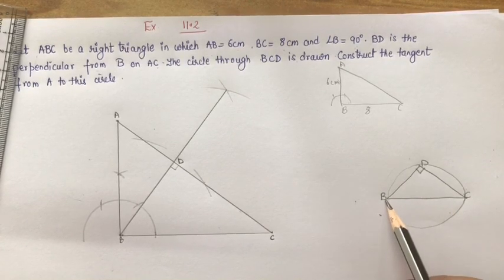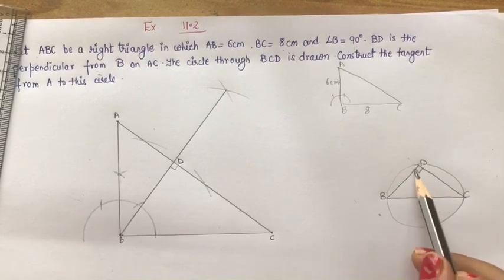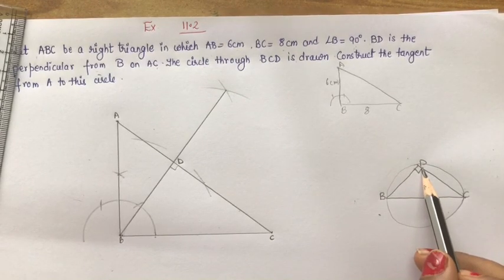Now children, do you remember angle in a semicircle is 90 degree? That means this is 90. We know that this is our construction.